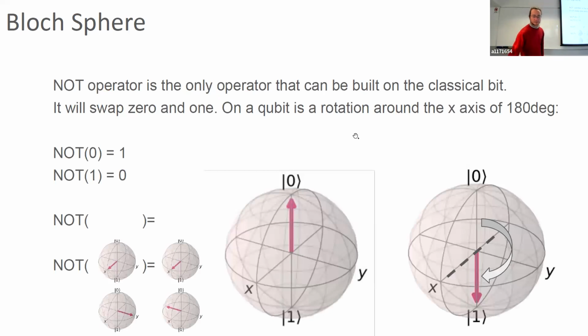Now we have this bit, and now we want to do operations on this qubit. How can we implement operations on the qubit? Well, first let's look at the NOT operator, which classically is just the operator that flips the value of the bit, right? So the NOT of 0 becomes 1, the NOT of 1 becomes 0. True becomes false, false becomes true.